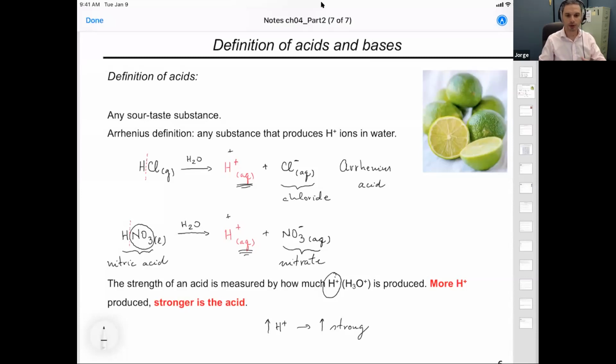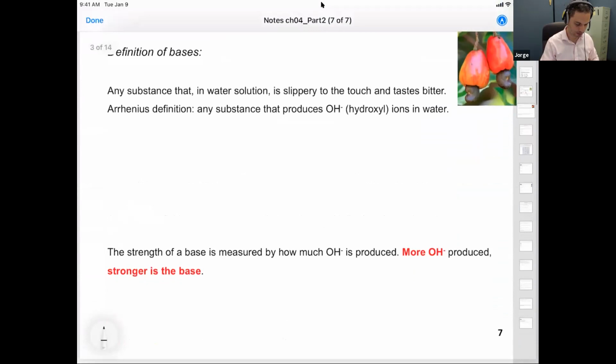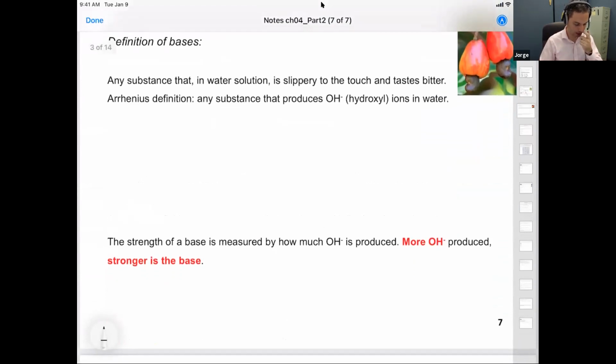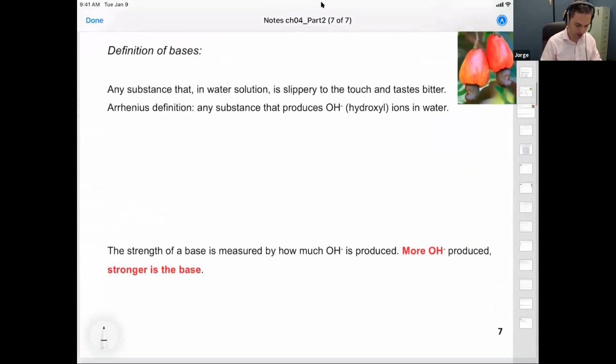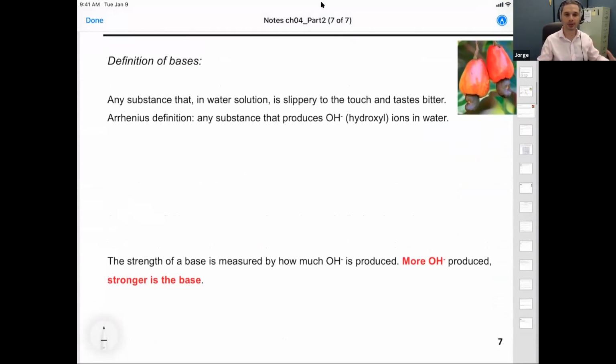Okay, so now let's define bases, the counterpart here. Let's start with the simplest definition that we can have. A base is any substance that in water is slippery to the touch and also tastes bitter. Of course, this is a bad definition and not scientific at all.